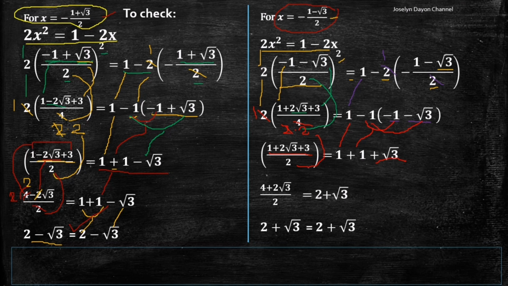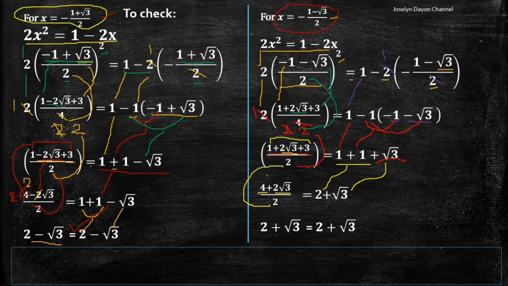Next, we can combine 1 and 3. So 1 plus 3 is 4. Then copy 2 square root of 3. Just copy the denominator 2. Now we can combine also 1 plus 1. 1 plus 1 is 2. Then you copy square root of 3.